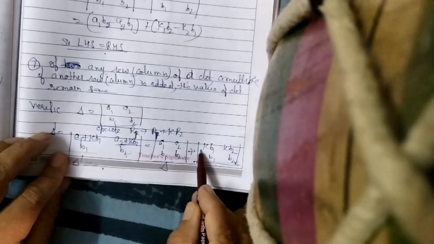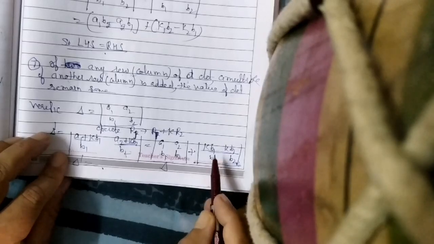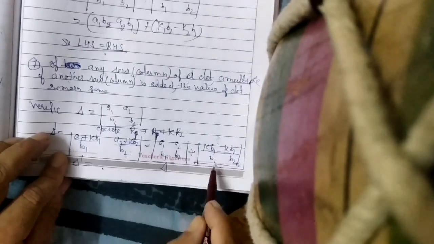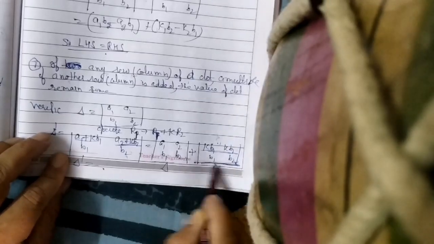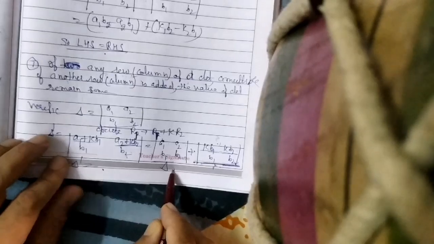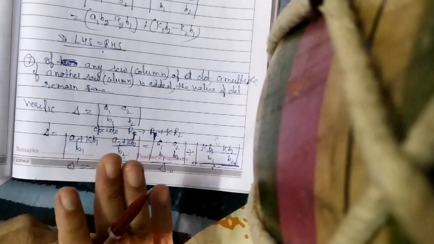Now in this determinant, K is common, and the two rows are proportional. Elements of the two rows are proportional, so its value is 0. So this equals delta. So delta dash equals delta. This is about the properties of the determinant.